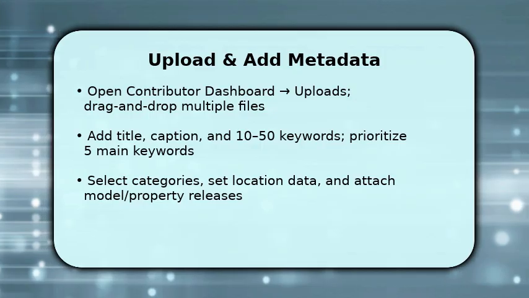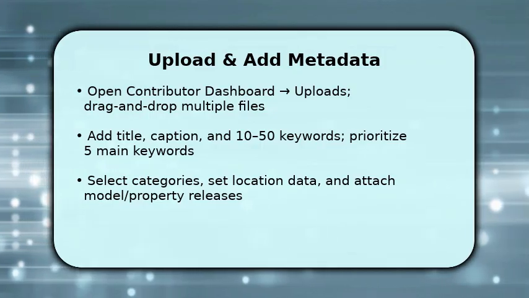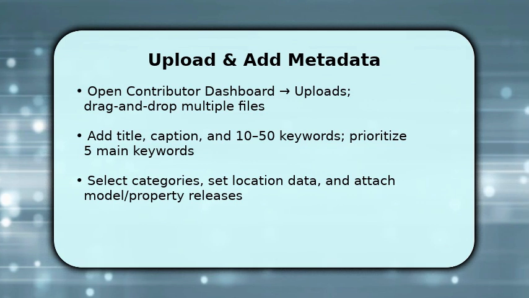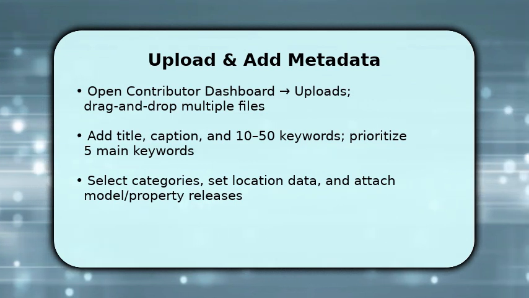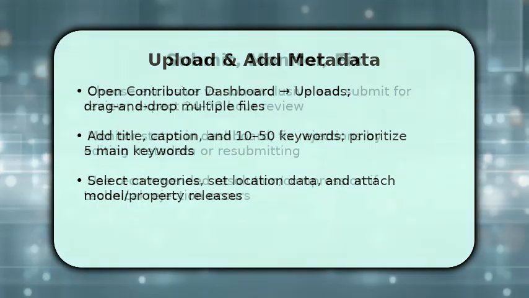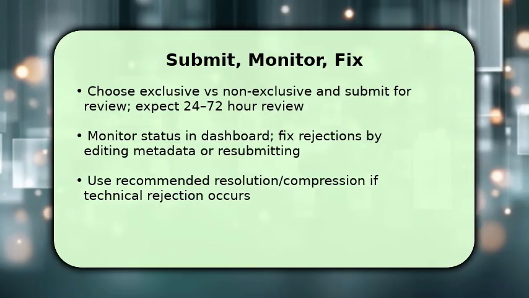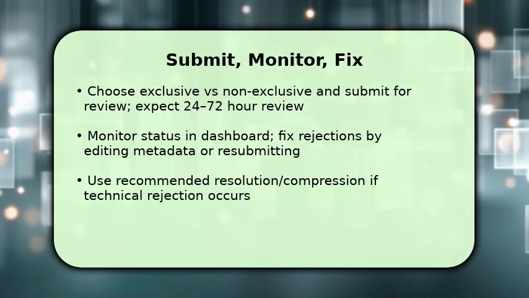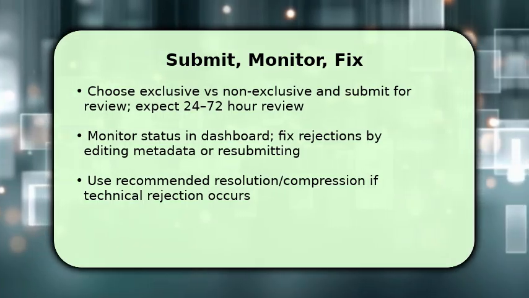Next, choose the best fit categories and add location or IPT details when relevant. Make sure to attach correct model or property releases to respective images so legal checks don't block publication. After metadata is finalized, pick exclusive or non-exclusive licensing and submit your batch for review. Shutterstock typically reviews within 24 to 72 hours.